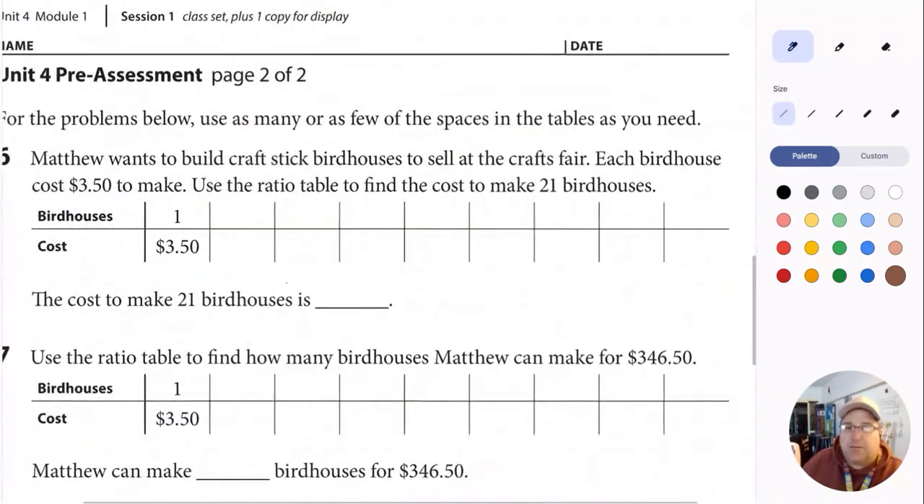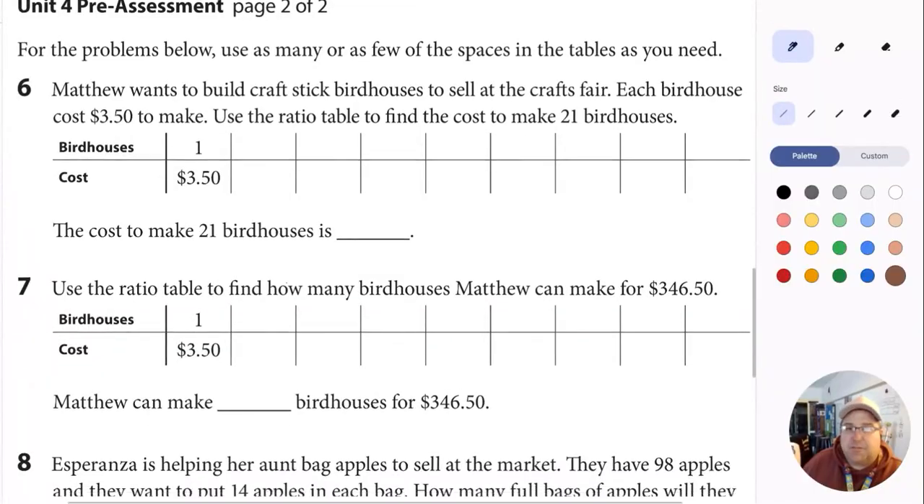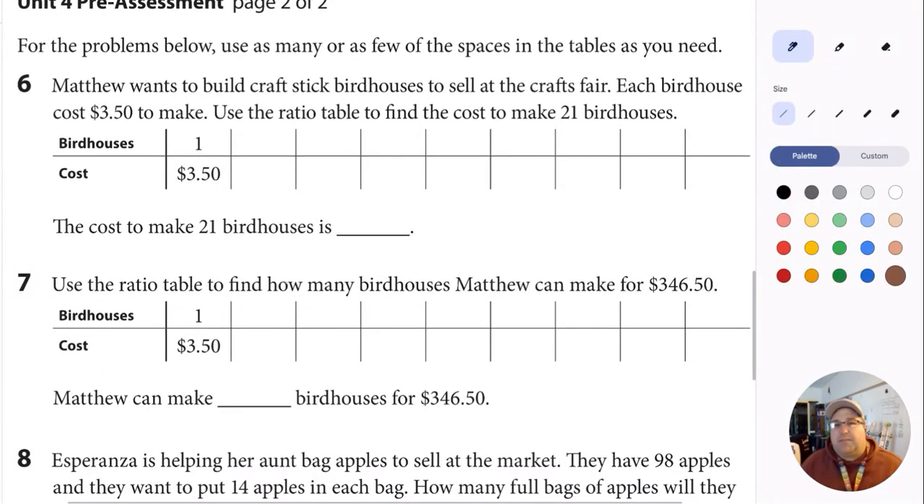All right, and then we get to our ratio tables, the other big idea from this unit. Matthew wants to build some craft stick birdhouses to sell at the fairs. Now each birdhouse costs $350. Use a ratio table to find out how much it would take to make 21 birdhouses. So we got to figure out 21. So I mean, somewhere up here I got to have a 21.